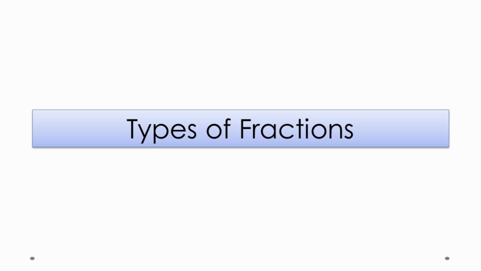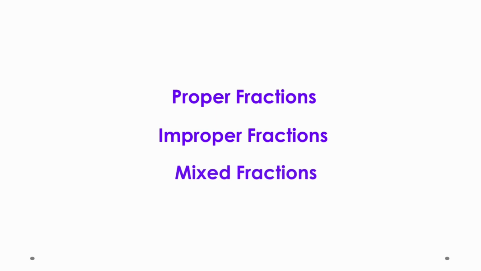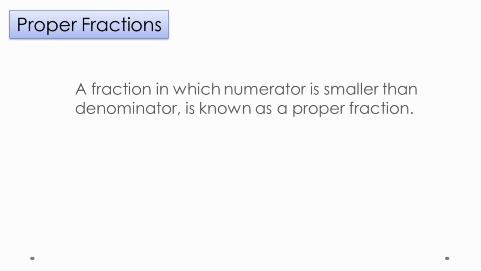Types of fractions. Fractions have been broadly categorized into 3 types: proper fractions, improper fractions, and mixed fractions. Let's begin with proper fractions. A fraction in which the numerator is smaller than the denominator is known as a proper fraction. So fractions like 1 by 2, 3 by 4, 5 by 7 and 4 by 9 are all proper fractions as their numerators are smaller than denominators.